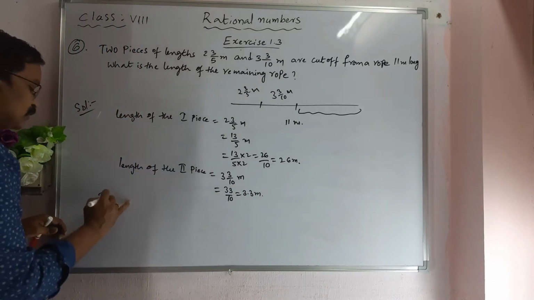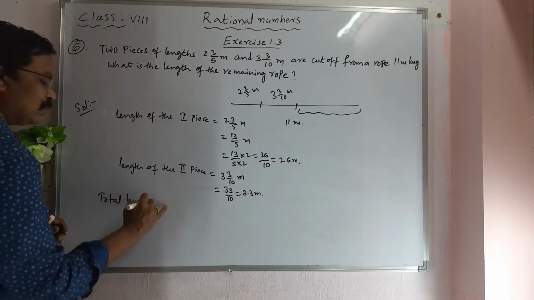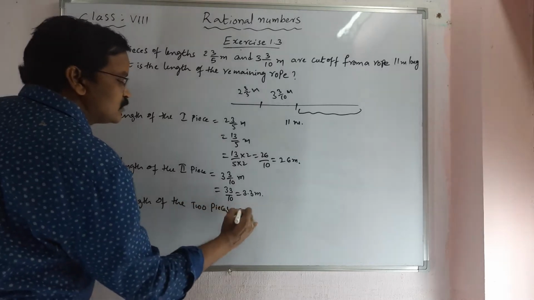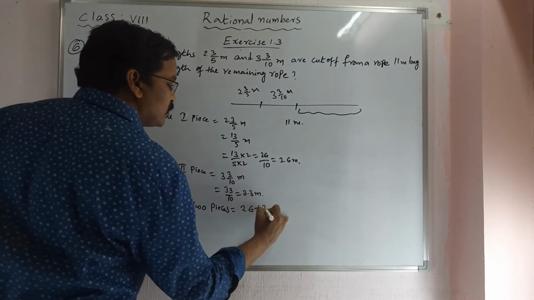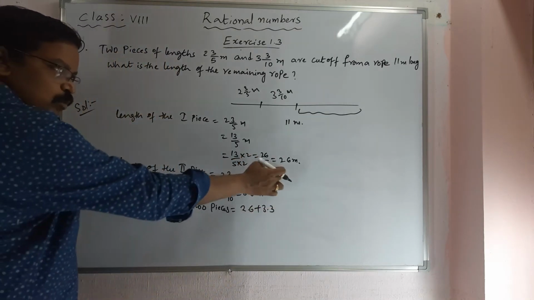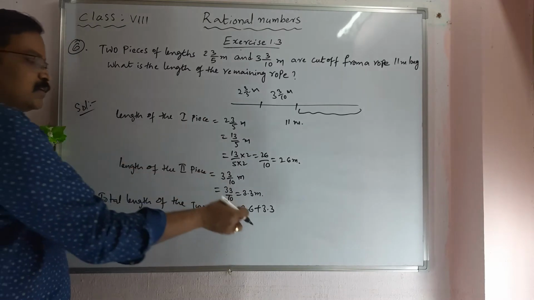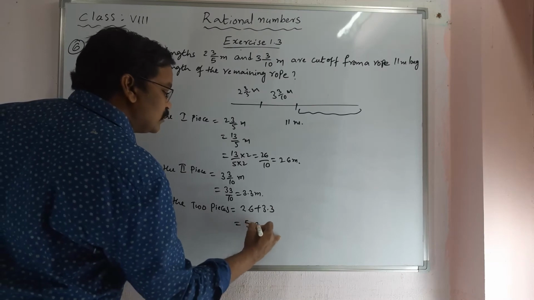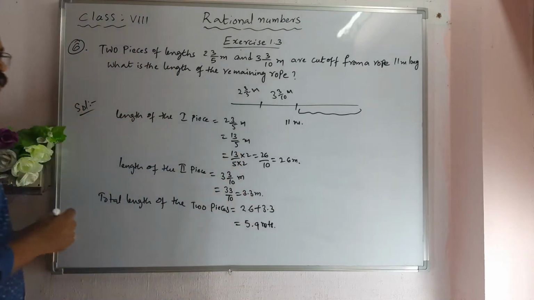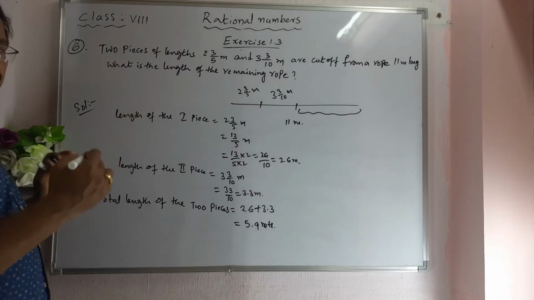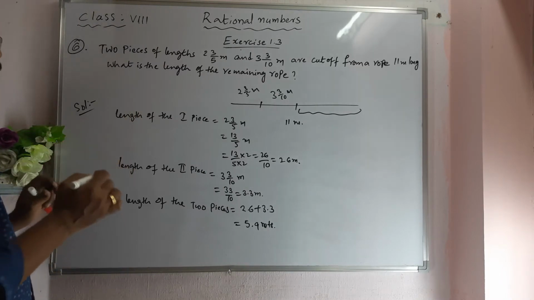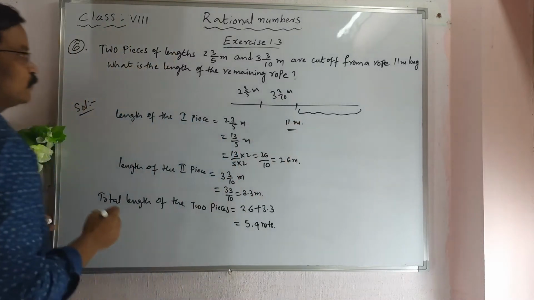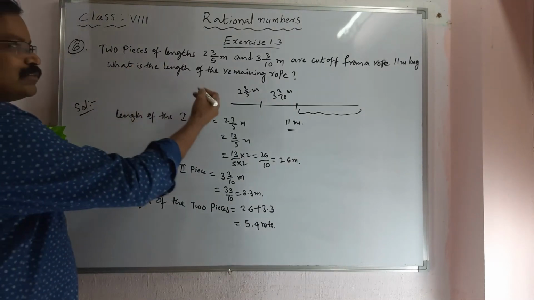So what is the total length of the two pieces? That is 2.6 plus 3.3. Am I right? 2.6 meters is the length of the first piece, 3.3 meters is the length of the second piece. So this is equal to 5.9 meters. What is the actual length of the rope before it was cut off? Right, 11 meters. Okay, 11 meters is the actual length. Now what we have to do here, what is the length of the remaining rope?